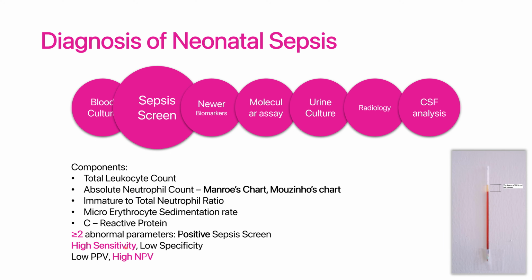Very important point to know is that the sepsis screen has high sensitivity, low specificity, low positive predictive value and high negative predictive value. What does it mean basically? This basically means that sepsis screen can be used with higher reliability to rule out sepsis rather than rule in sepsis. In further simpler terms, if sepsis screen is positive in a baby, we cannot 100% tell that the baby is having sepsis definitely. But if sepsis screen is negative in a baby, we can 100% tell that the baby is not having sepsis. So that is the meaning of this sentence.